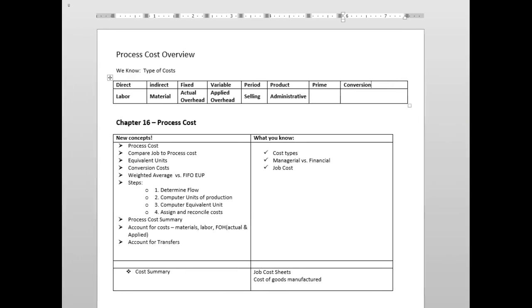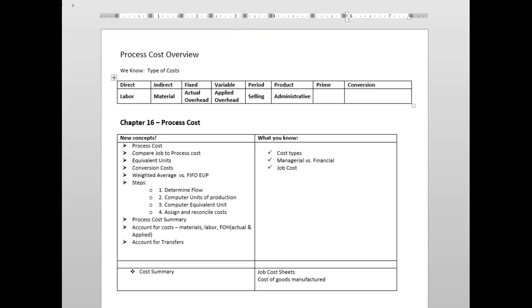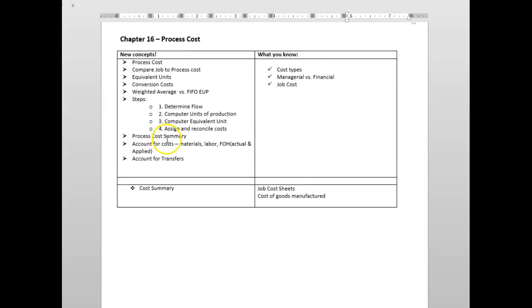Now, instead, though, we're going to look at what they call process, and process doesn't look at a unique product, it looks at a group of like products. So let's kind of go down. We know cost types now. We have looked at managerial versus financial, and we've looked at job cost. So now we move to process cost, and we're going to compare job to process cost, so you can make that gap. We have a new term called equivalent units, and we're really going to start using conversion costs now.